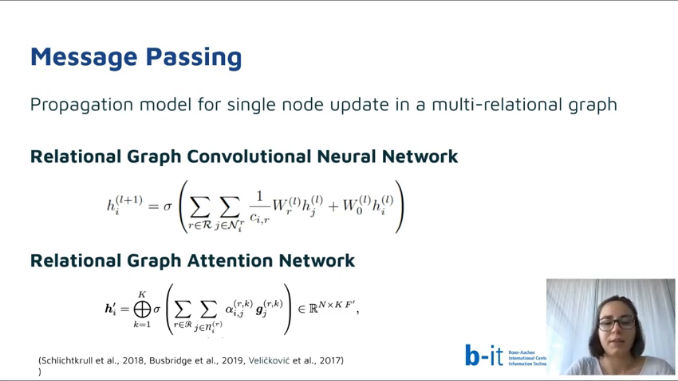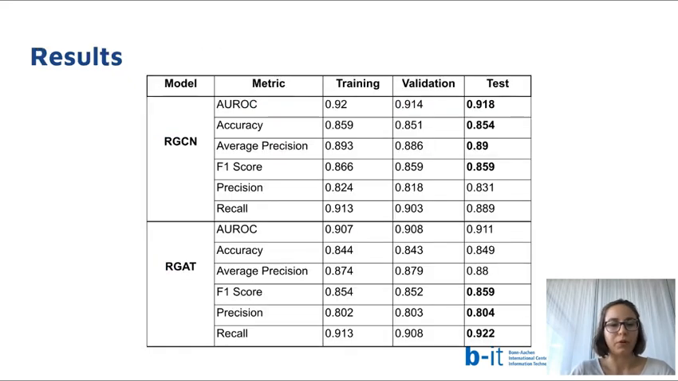For the RGAT, we perform self-attention on the nodes. So we use a shared attentional mechanism to compute attention coefficients that basically measure the importance of node j's features to node i. That in short. Now I want to go to the results that we have of our models.